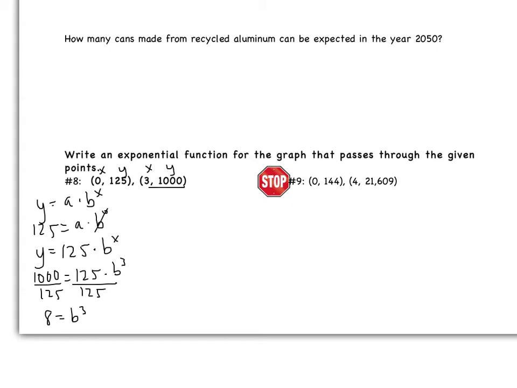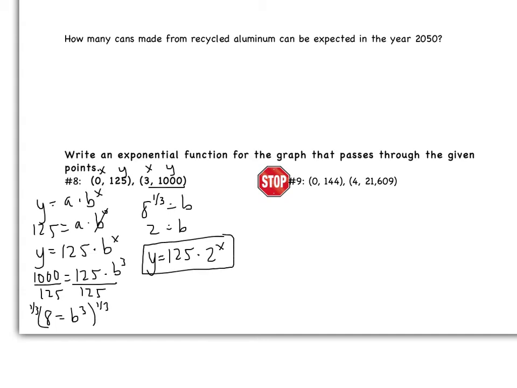Now I just need to get rid of that third power. Hopefully you remember from last chapter that to get rid of that third power, I can take everything to the 1/3 power. So I have 8 to the 1/3 power equals b. You can use a calculator to do this, 8 caret, and then the 1/3 power in parentheses, and I get b to be 2. And now I can write this back in my equation again. Now my equation becomes y equals 125 times 2 to the x. And that's it.